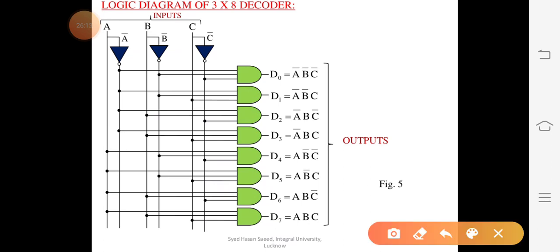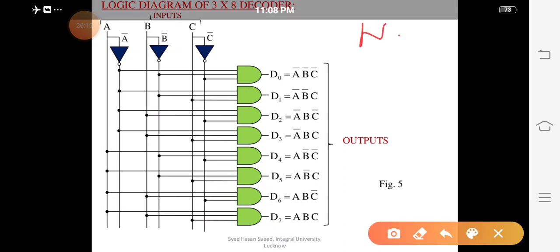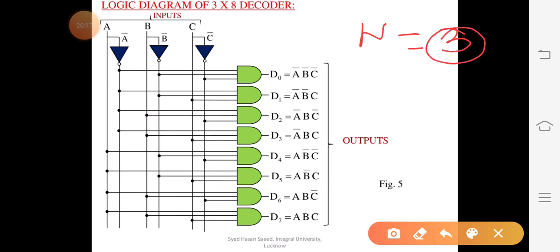Now the number of combinations for the value of n=3 will be 8. Combinations I am asking, not the number of inputs. Number of inputs are 3, ठीक है, A B C. तो A B C number of inputs are 3, but combinations will be total 8. So 8 combinations के लिए हमें कितने गेट्स चाहिए? AND गेट 8. तो 1 2 3 4 5 6 7 8.